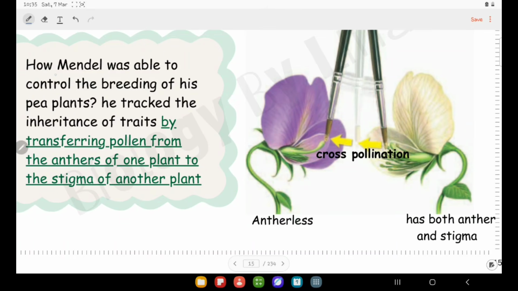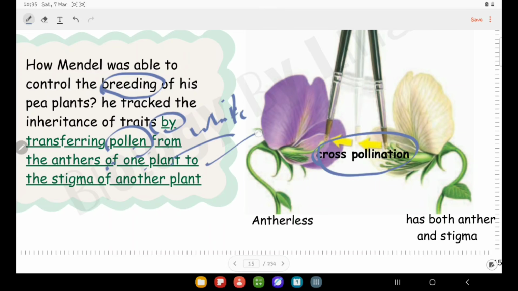So if the question asks how Mendel was able to control the breeding or the crossing that happened, is it by cross or self-pollination? He was able to control it by cross-pollination. He did it manually, and he transferred the pollen grains from where? From the anthers of one plant. Which plant here? From the white plant toward what? Toward the purple plant, which is antherless. So we can say he removed the anthers from the purple flower, and he transferred the pollen grain from the white to the purple. Very important.